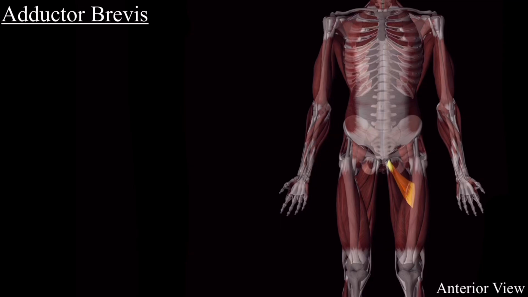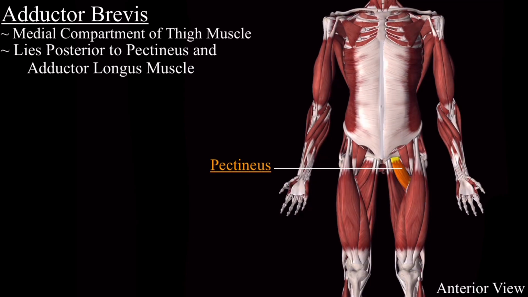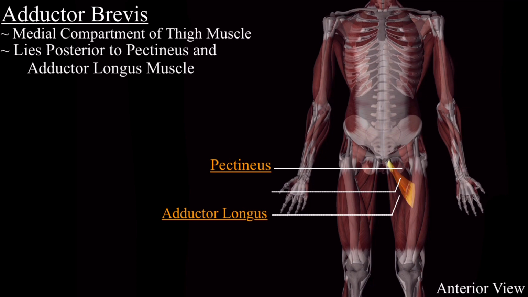Adductor brevis muscle is also one of the medial compartment muscles of the thigh. It lies posterior to the pectineus and adductor longus muscle. This is pectineus muscle and this is adductor longus muscle. And between these two muscles, posteriorly is present adductor brevis muscle.